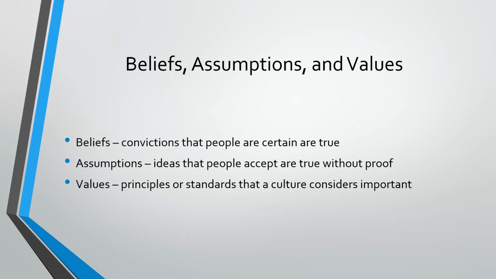Before we start connecting these to the social sciences and the world around us, let's discuss the definitions we'll be using for each of these. A belief is a conviction that people are certain is true. It may be a belief in ourselves or a belief in a higher power. This is all about what we personally know to be true. We get our beliefs from our families, our cultures, our education, and especially our experiences in the world around us. We carry these beliefs with us, and our brain uses these as shortcuts.